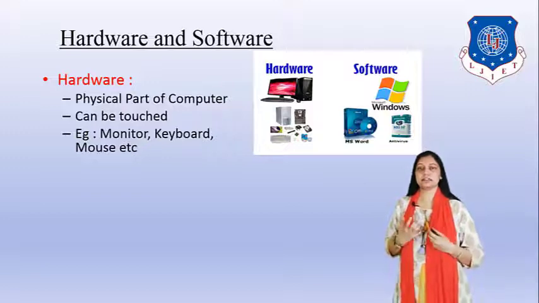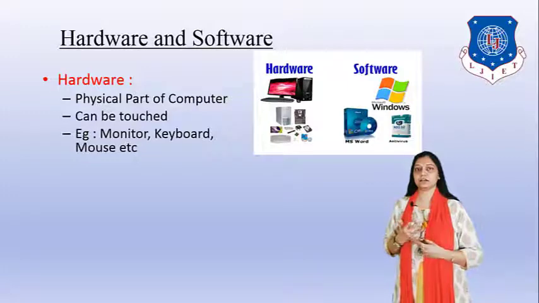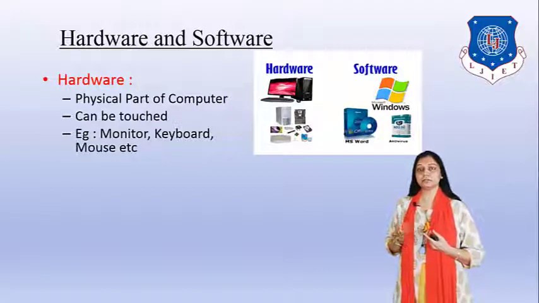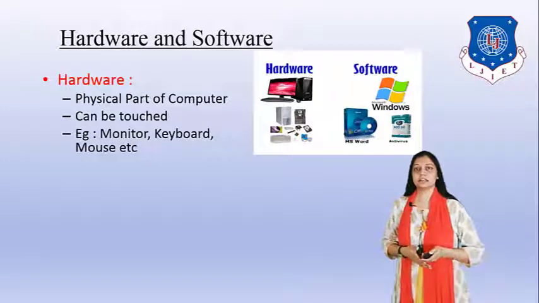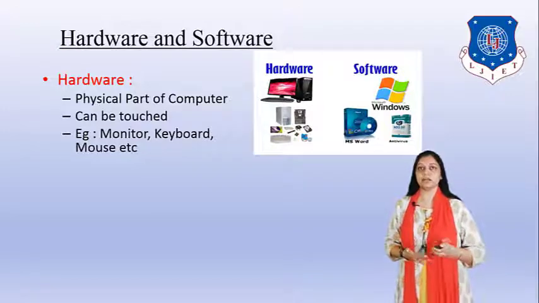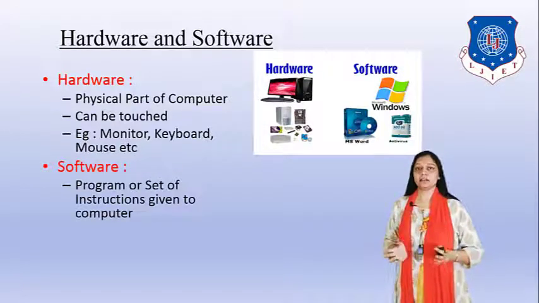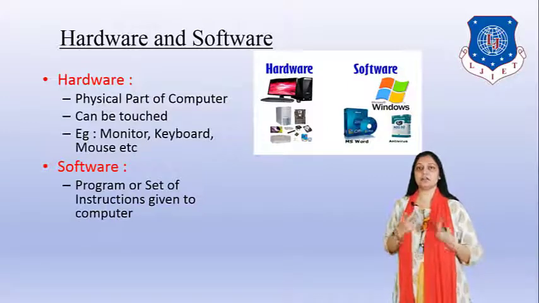So hardware is the physical devices of your computer, right? As we have seen, what we can say as hardware: the keyboard, mouse, RAM, ROM, these are all the hardware of your computer. It can be touched, right? Without hardware, we cannot ask the computer to perform some task. But not only hardware, to control and use this hardware, we require software.